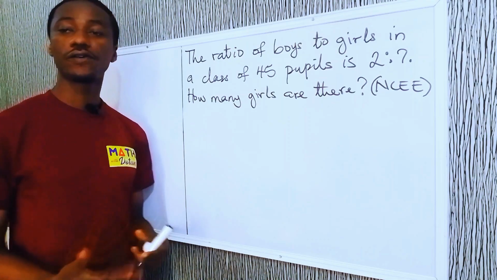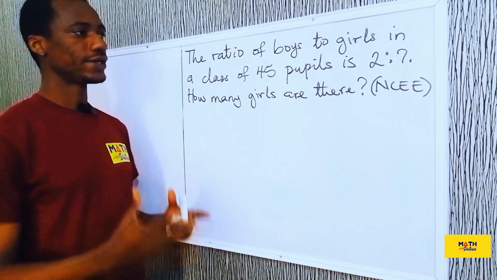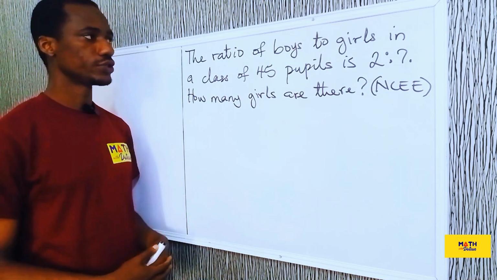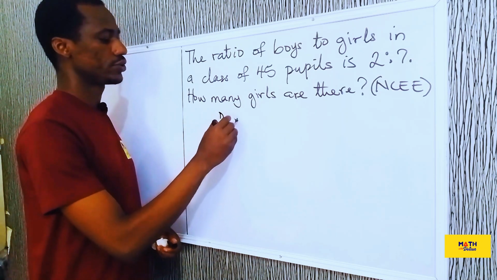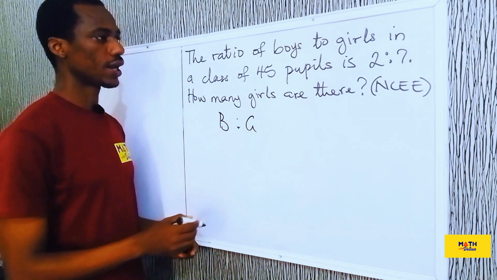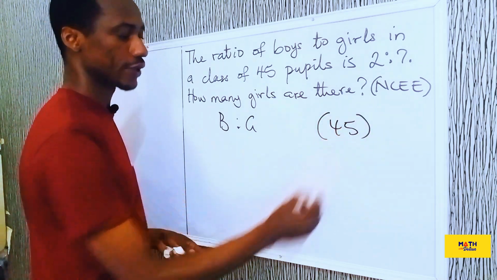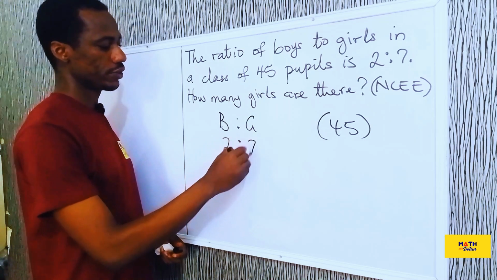The ratio of boys to girls in a class of 45 pupils is 2 to 7. How many girls are there? So the ratio of boys to girls in a class of 45 students, so the total is 45, right? Okay, is 2 to 7.